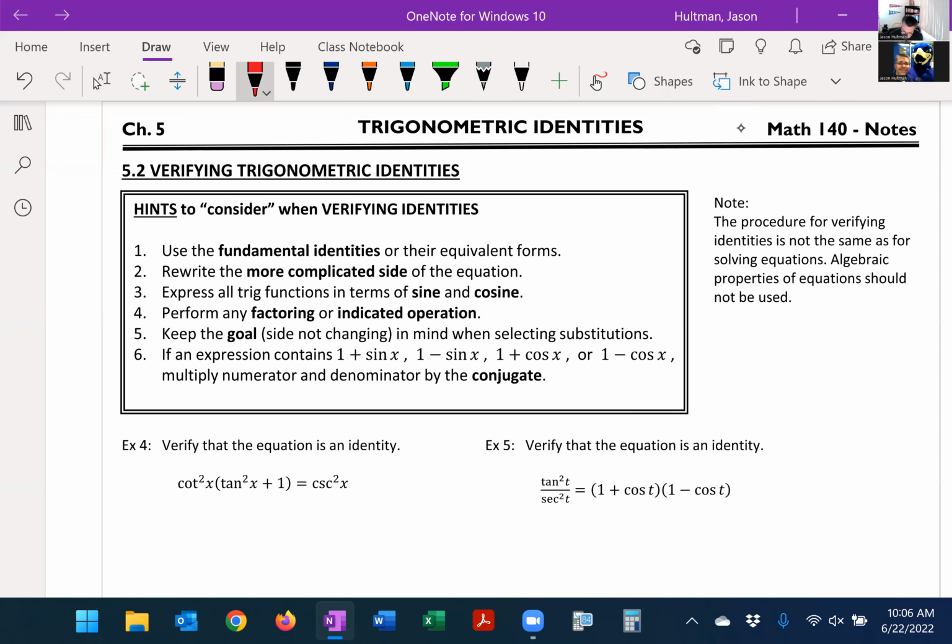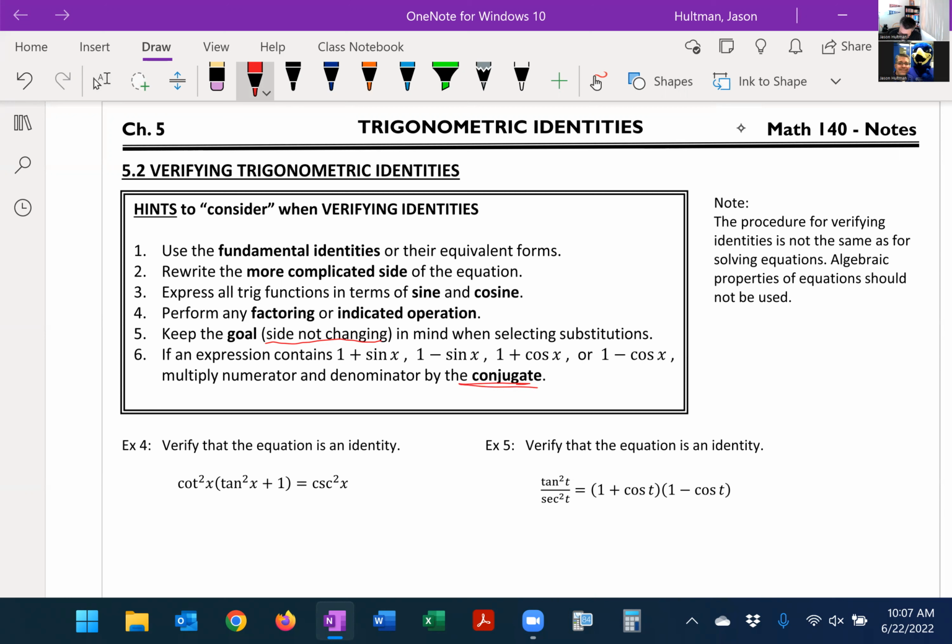And this is really just a suggestion. I'm not too concerned about the side not changing. Keep in mind when selecting substitutions, if an expression contains 1 minus sine x, 1 plus sine x, 1 plus cosine x, or 1 minus cosine x, multiply the numerator and denominator by the conjugate.